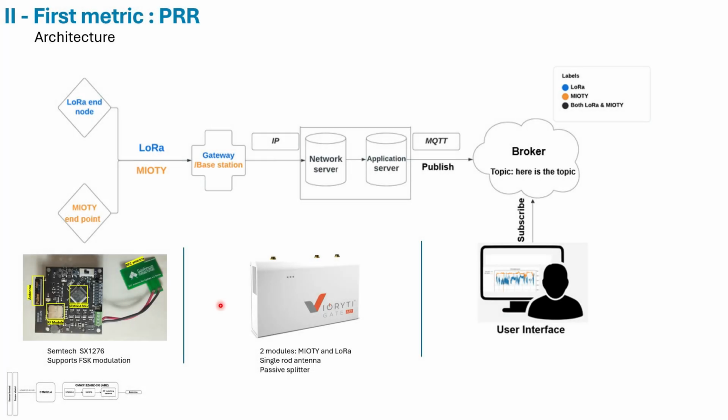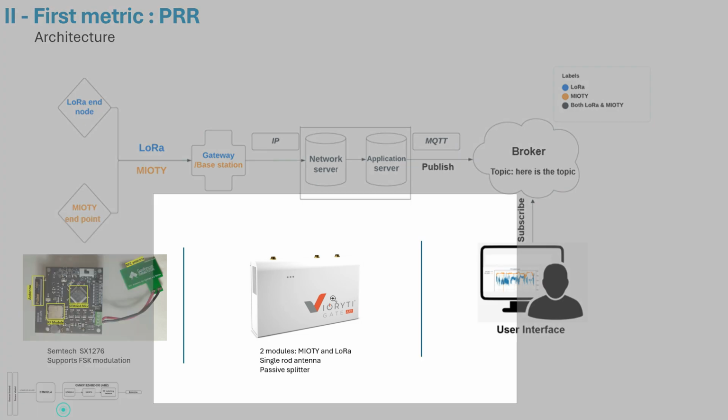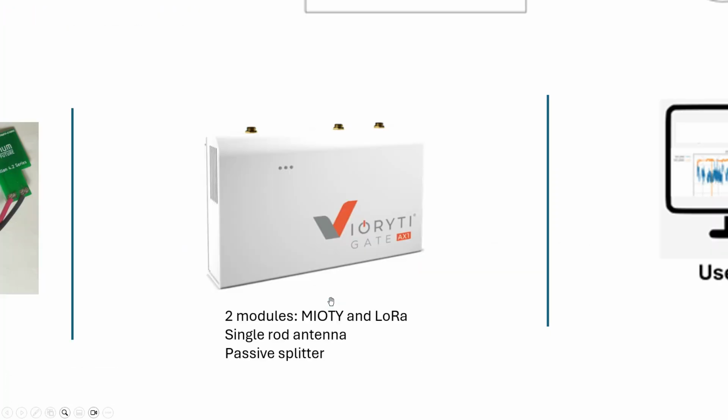Actually, we did not only use the same hardware for the endpoint, but we also used the same gateway or base station. It contains two modules, mioty and LoRa, and to guarantee that they also use the same antenna, we fed the two transceivers with the same single rod antenna using a passive splitter. Yes, I know that the passive splitter adds attenuation of 3 dB, but if this attenuation affects both technologies, our research still makes sense because it affects both.